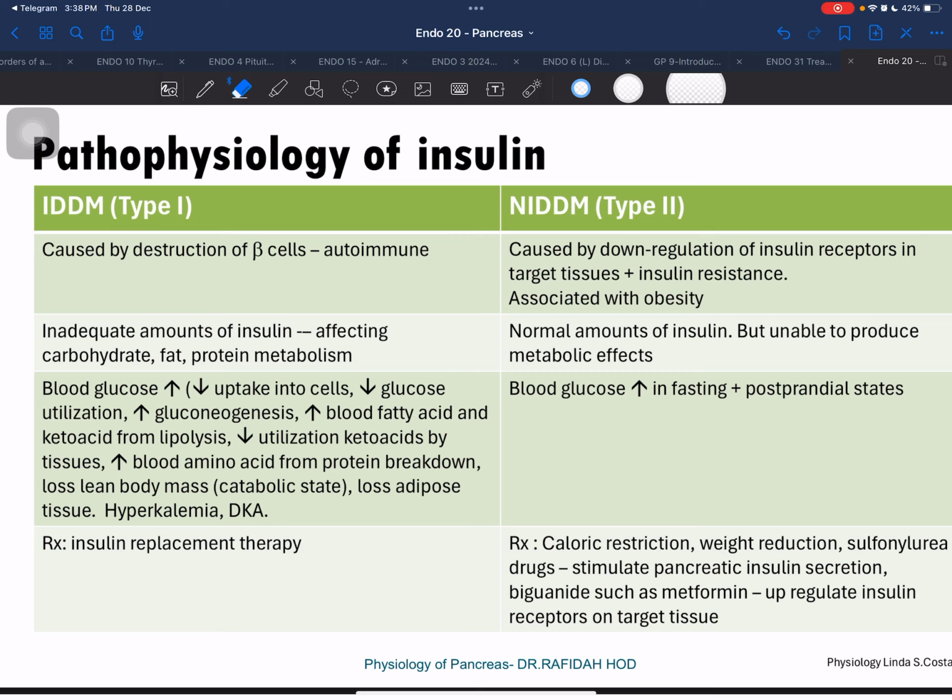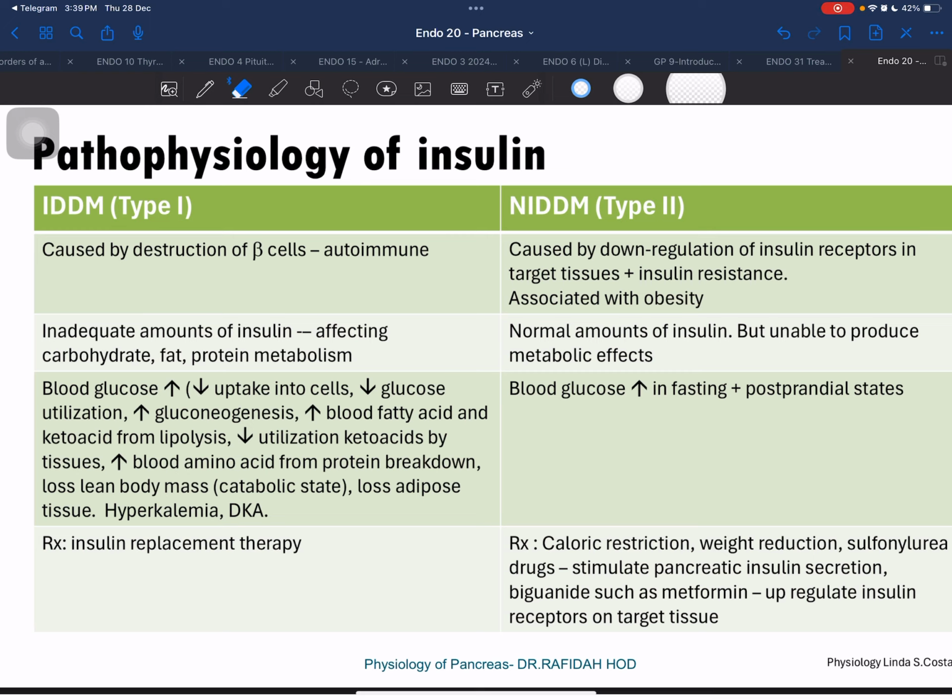So in type 1 we have inadequate amounts of insulin, almost none, and it will affect the metabolism of carbohydrate, fat, protein, all of them will be affected. So what the patients will have is high blood glucose, because there is no insulin.